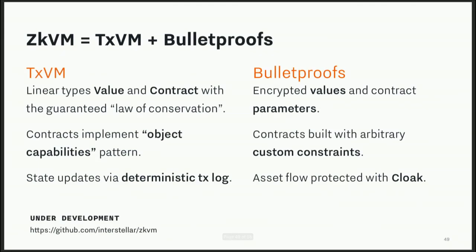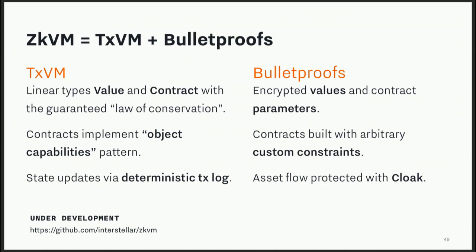We do that by taking several concepts from TXVM, such as having values and contracts that are first-class types that have a guaranteed law of conservation. So you can't actually create or destroy value without satisfying very strict checks. Also, contracts implement an object capabilities pattern, and we have a deterministic transaction log, so you can deterministically reason about what effects your transaction will have.